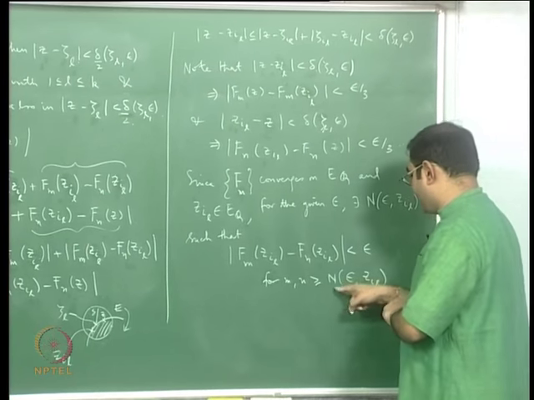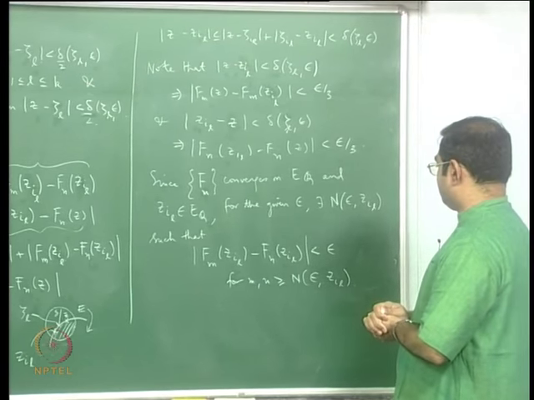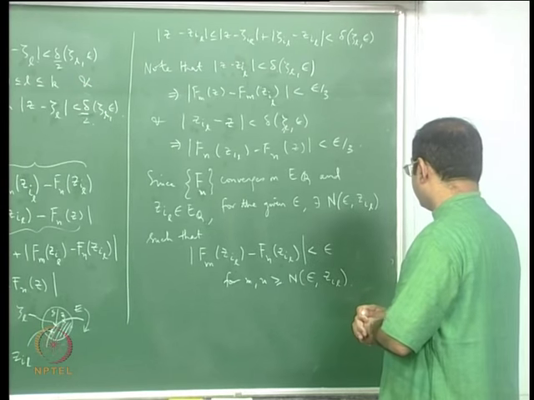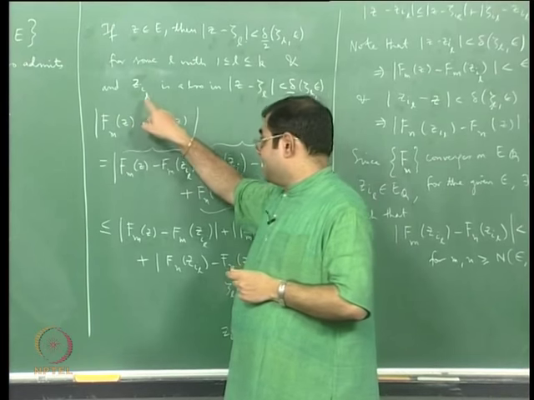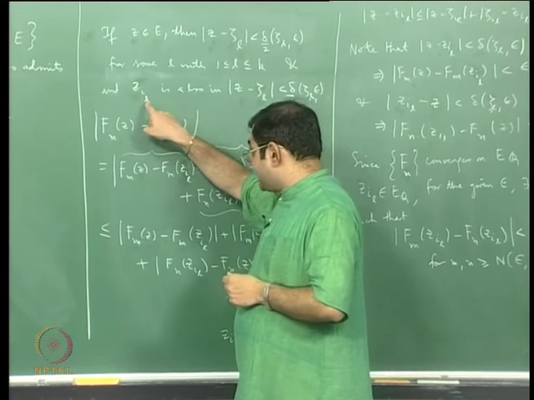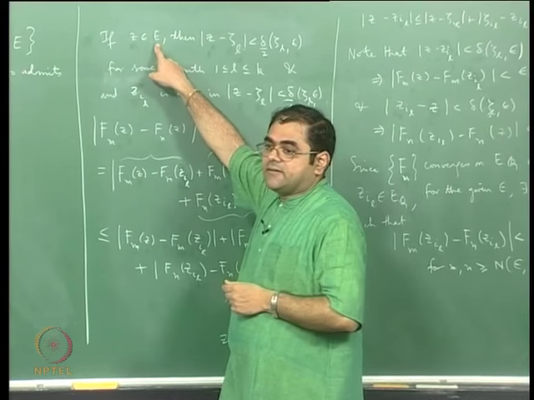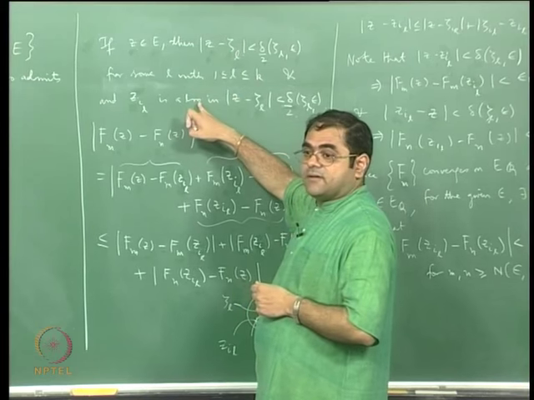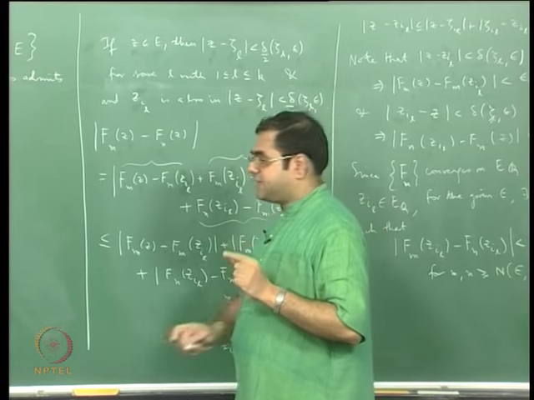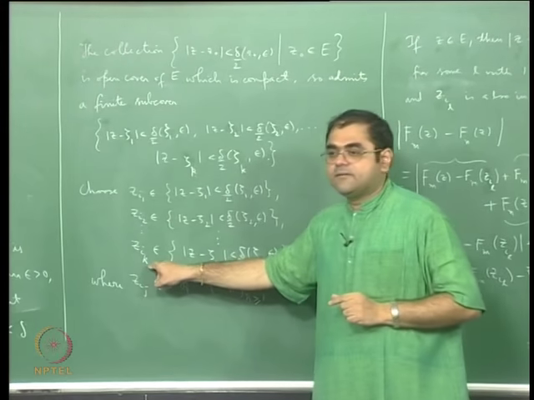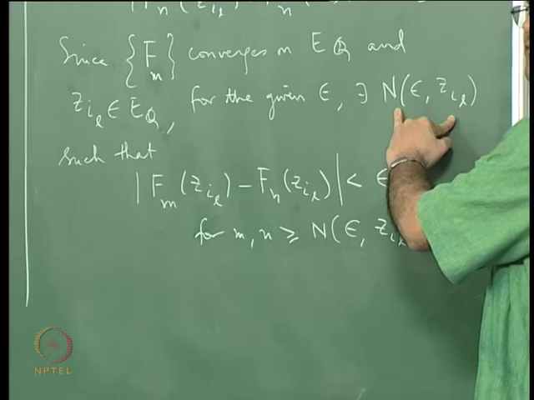But then I get all these n's. Now if I start with any z in E, for that z this l may change. This index l that comes in all this will depend on z. But there are only finitely many l's, the l can only range from 1 to k, and therefore there are only finitely many such numbers capital N's.